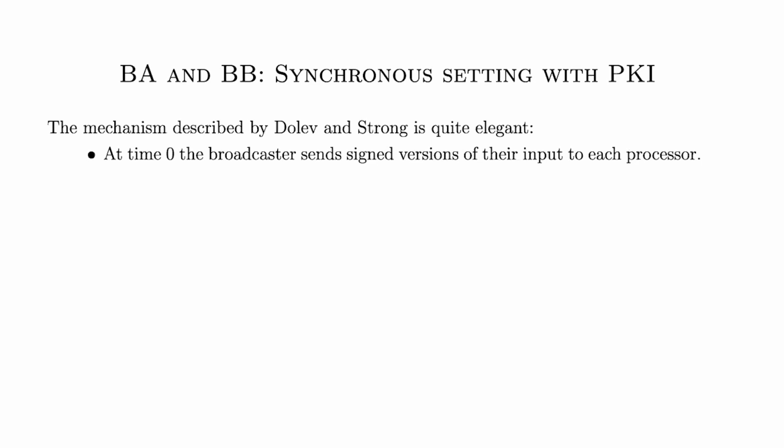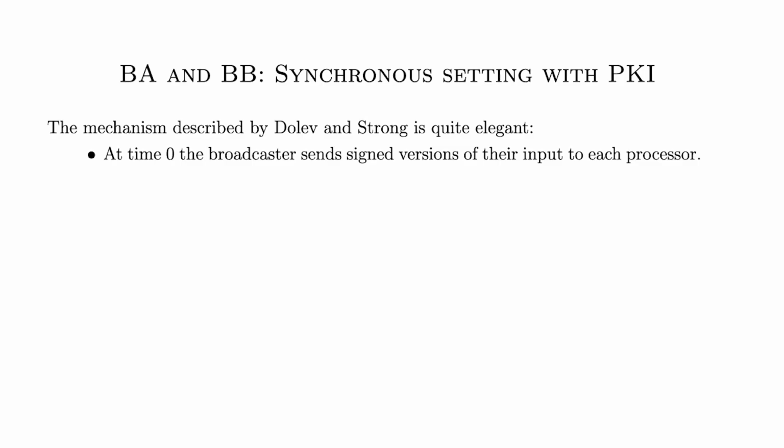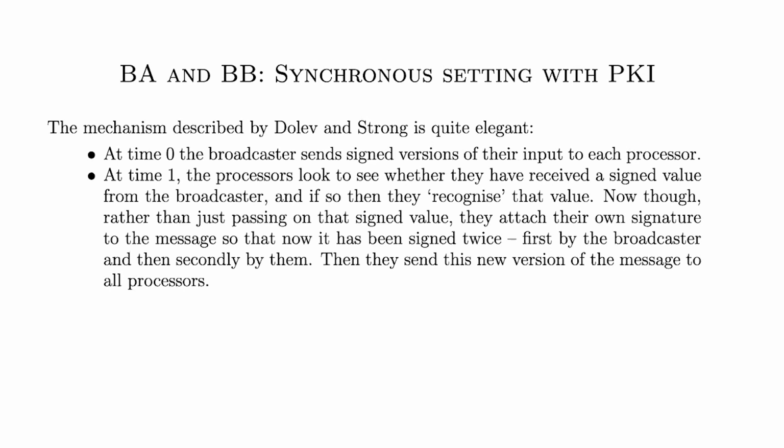Okay, so here's the mechanism. It's quite elegant. At time 0, the broadcaster sends a signed version of their input to each processor. Again, if they're honest, they'll send the same value to everybody. If they're dishonest, there might be multiple values there. At time 1, the processors look to see whether they've received a signed value from the broadcaster, and if so, they recognize that value, a value that the broadcaster has produced. Now, rather than just passing on that signed value to other processors, they attach their own signature to the message. So now it's been signed twice, first by the broadcaster, then by them, and then they send that new version of the message to all processors.